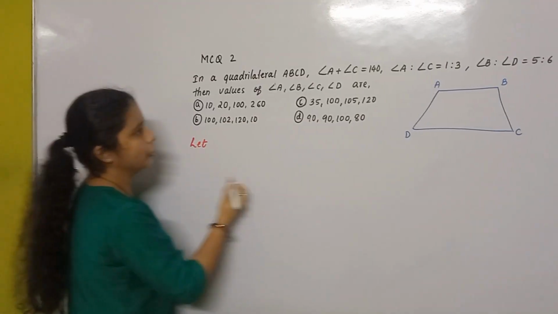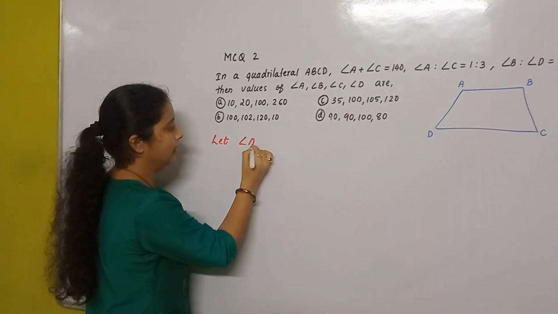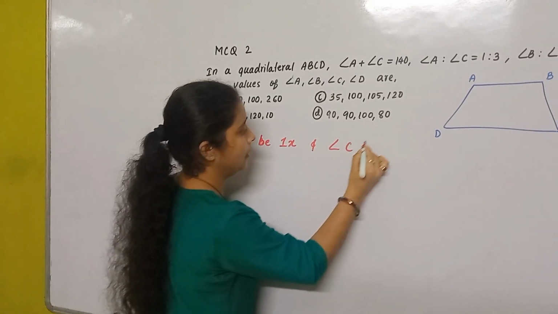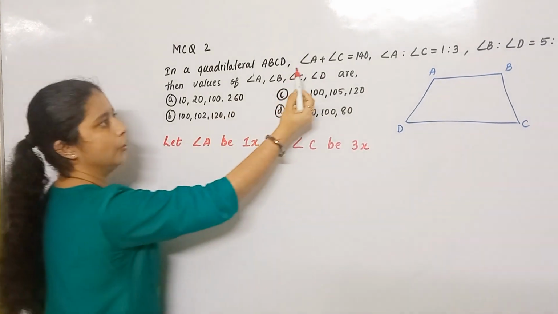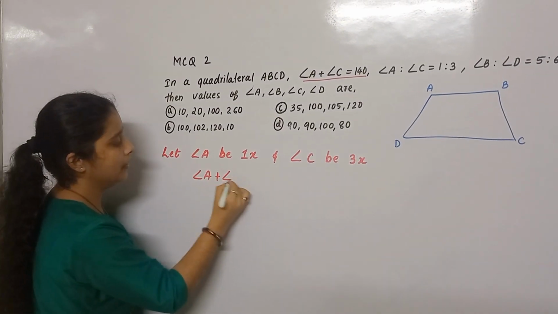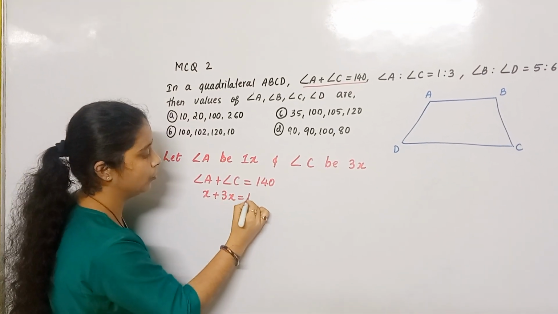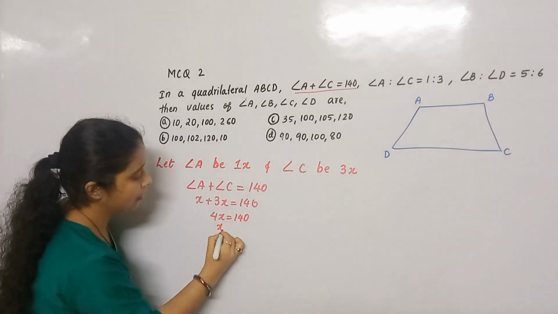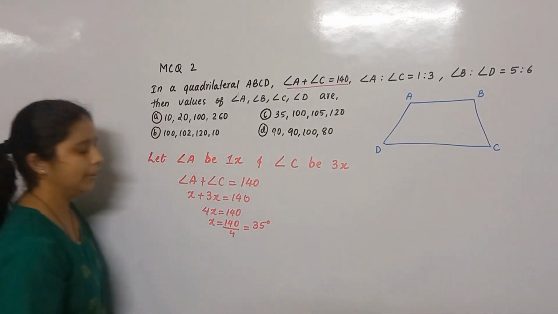So whenever there is any question with regard to ratio, you always associate a variable with that. So I'll say let angle A be 1x and angle C be 3x. Now the next part which is given is angle A plus C is 140 degrees. So I can say that angle A plus C is equal to 140, which means x plus 3x is equal to 140. Now this means 4x is equal to 140, which in turn will give you 140 by 4, which is nothing but 35 degrees.